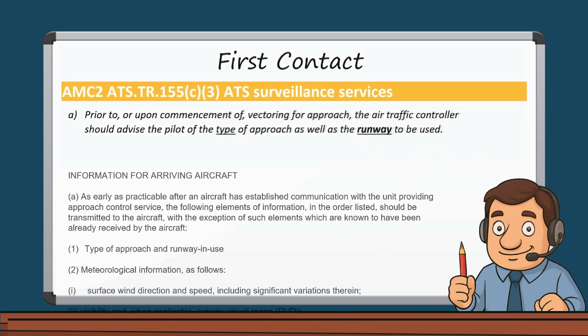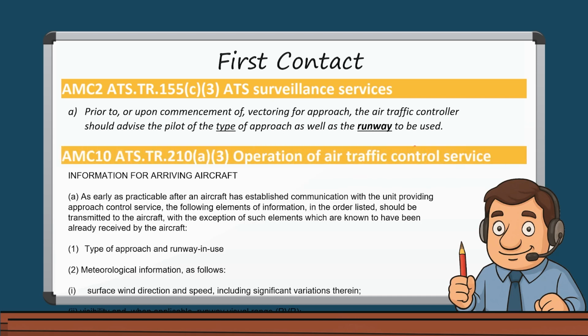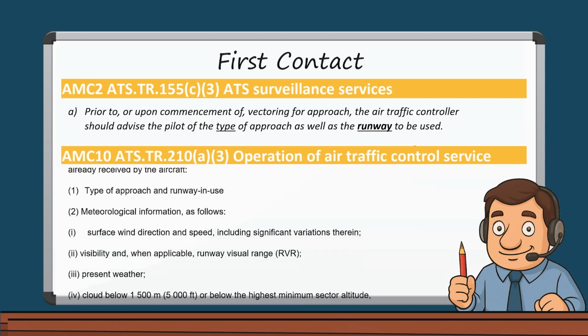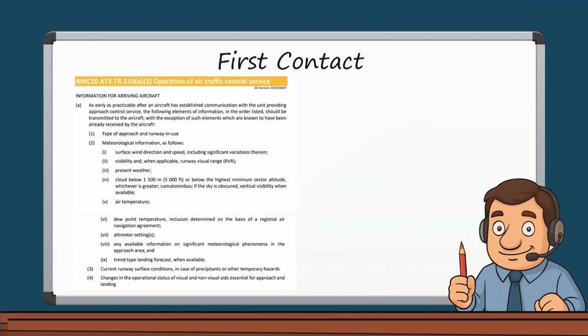Second thing is information. AMC10 to ATS TR210 is regarding information to aircraft. So remember, this is the law text broken down into what you need to provide, and it is a long text. What is important? As early as practical after an aircraft has established communication, the following elements should be transmitted to the aircraft. Type of approach and the runway in use. Yep, covered that. Meteorological information such as lots of stuff.